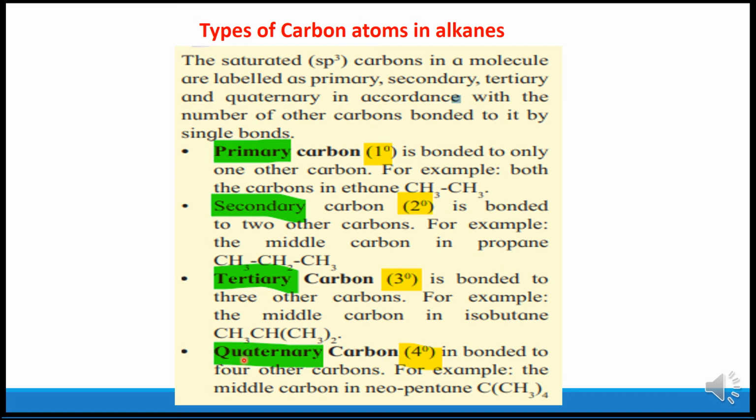And the last, quaternary. Quaternary carbon atoms are those carbon atoms where all the valency of the carbon atom is fulfilled by bonding with carbon atoms only. See the example, this carbon atom on all 4 sides is bonded with a methyl group. So this carbon atom is called quaternary or 4 degree carbon atom. Now let's move to the next.